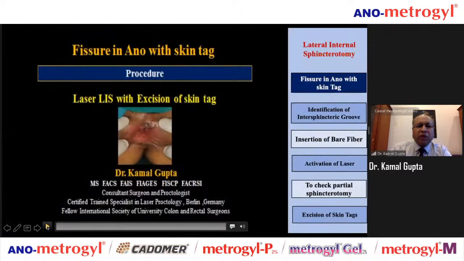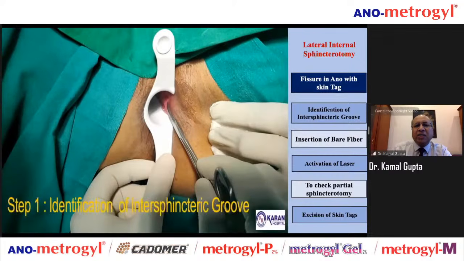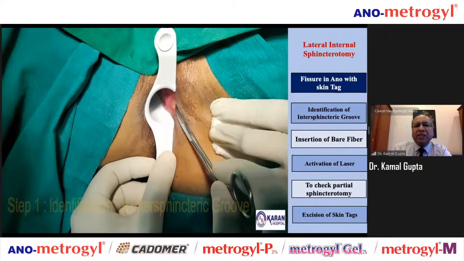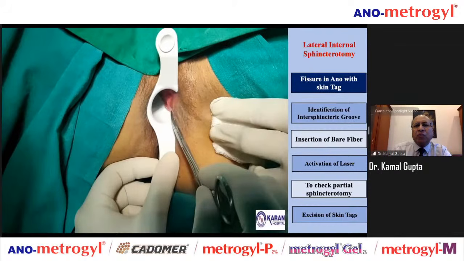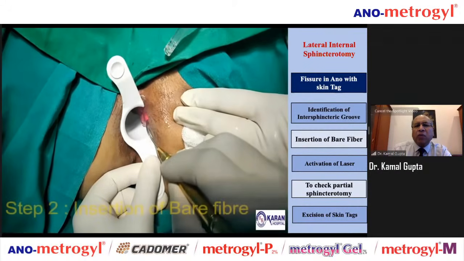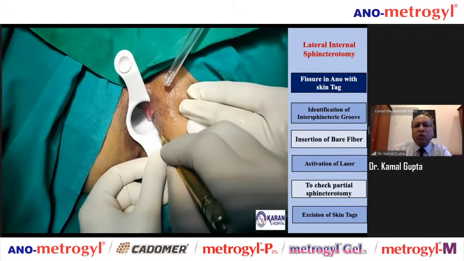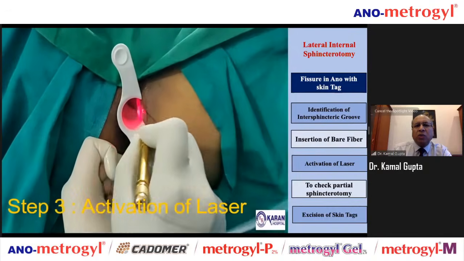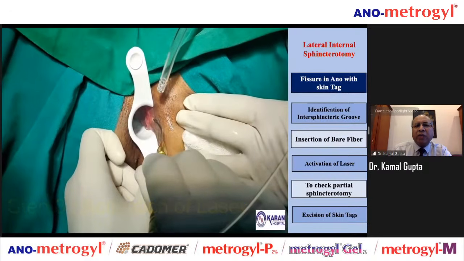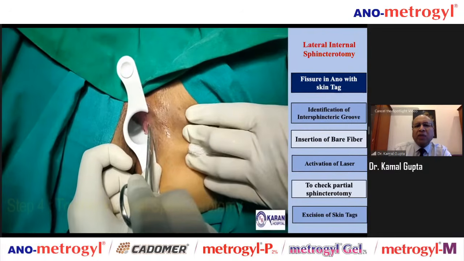So coming to the first video, that is laser LIS. You can make out an anterior fissure. Now this is the dentate line. Now see this depth, this part, that is the intersphincteric groove. We have to enter the groove. So this is the laser. It's a bare fiber which we normally use. It has both hemostatic and cutting effect. Now rotate it medially, go up to the dentate line gradually like a saw. You keep on cutting the fibers and come out.